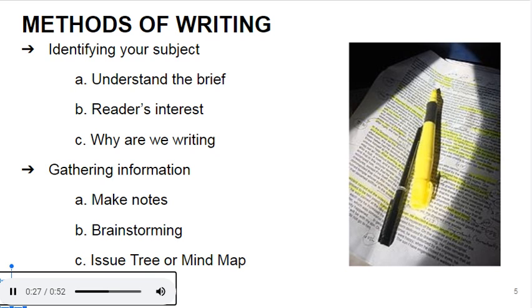Second is gathering information. Once you know your subject, it's important to gather all your information at one place. Then you can highlight the main points, or you can make notes out of that information, or you can do brainstorming for creating more ideas and thoughts about that subject. Or you can do a mind map, which is kind of a flow chart but in your mind.